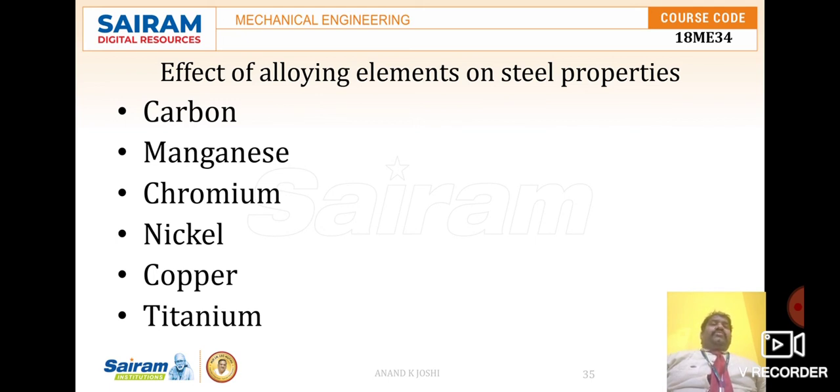So these are some of the effects of alloying elements on steel properties. Even along with these, lead will be there, sulfur will be there, aluminum will be there, silicon will be there, tungsten will be there, vanadium will be there. These are all alloying elements on steel that change or improve its properties.